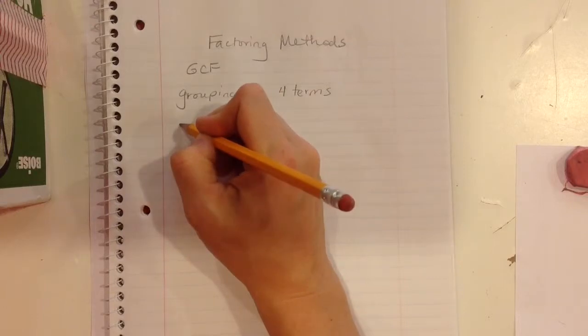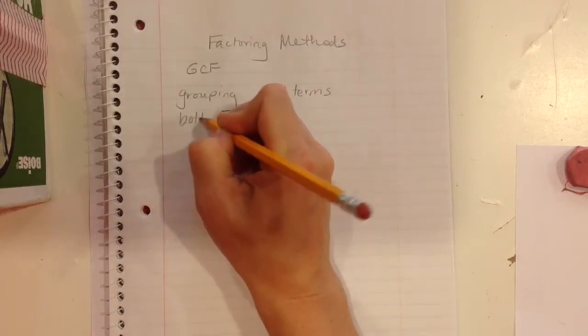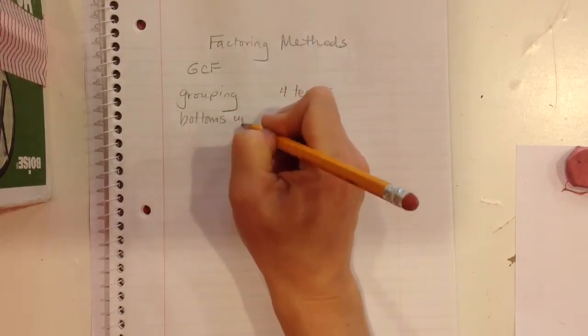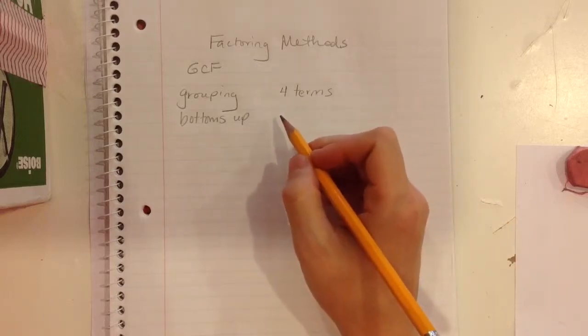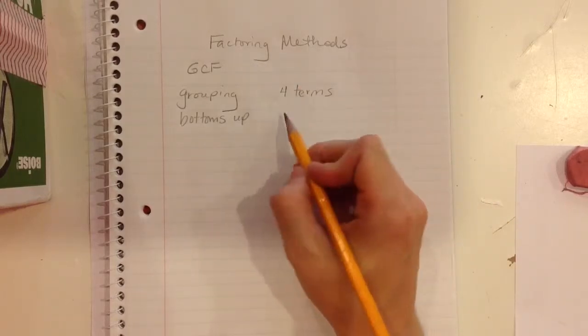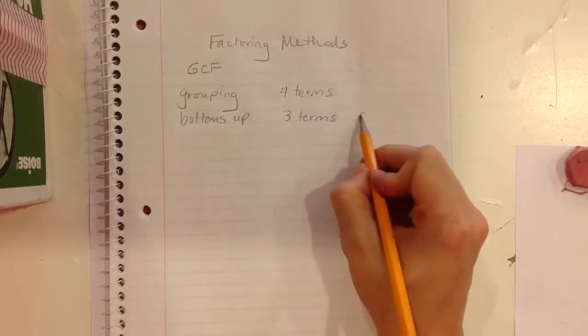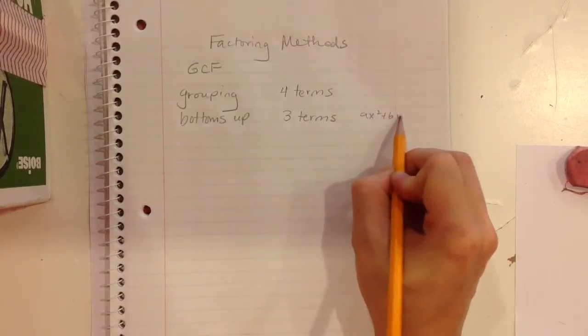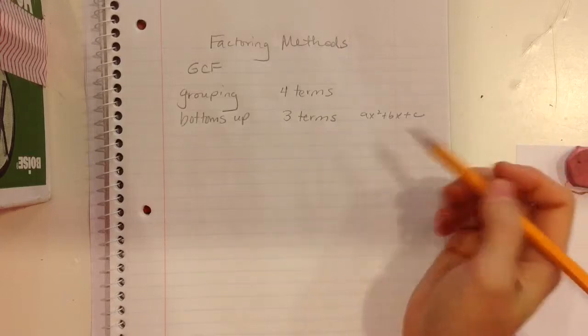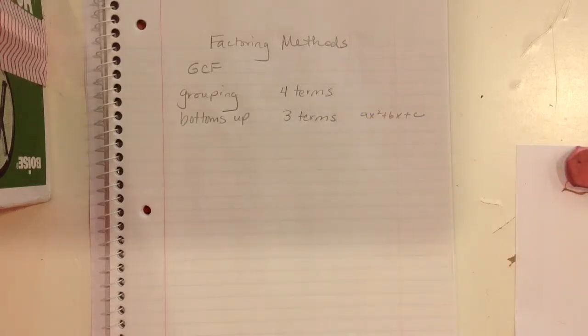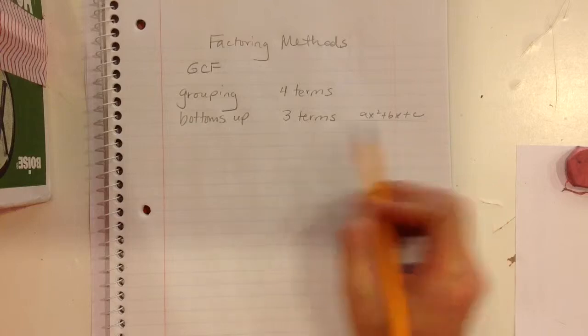Then we talked about bottoms up. And when we did bottoms up, remember this was of the form ax squared plus bx plus c. This is when you had 3 terms in your polynomial. Okay? And we also had GCF and bottoms up sometimes, but bottoms up was 3 terms only. You can only do it with a trinomial.